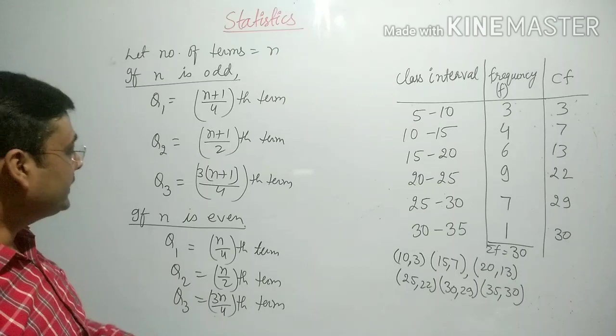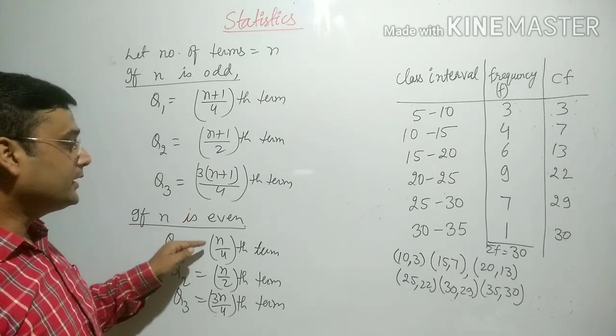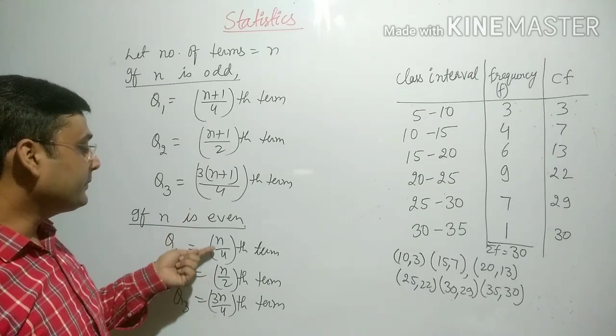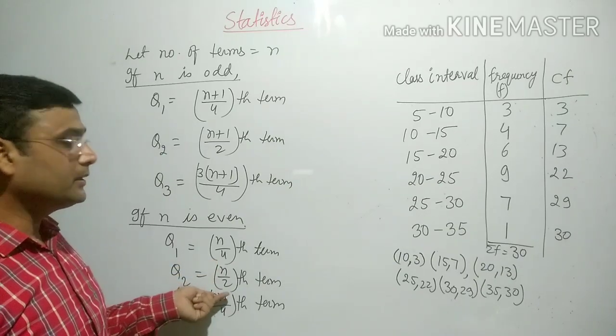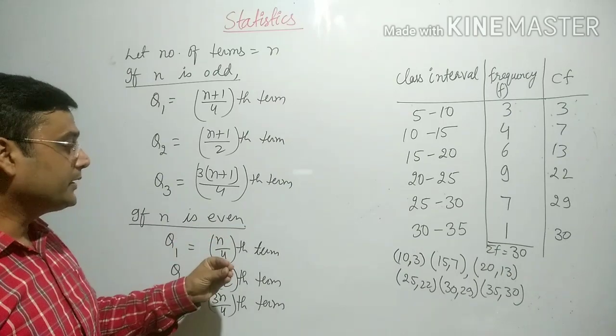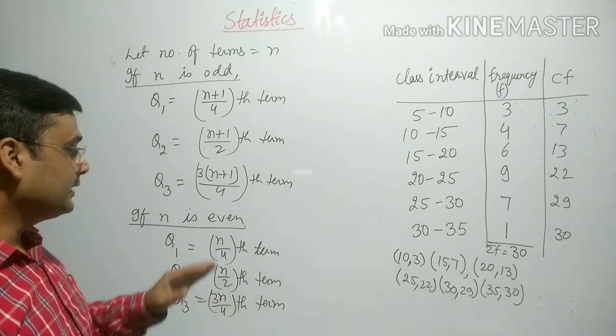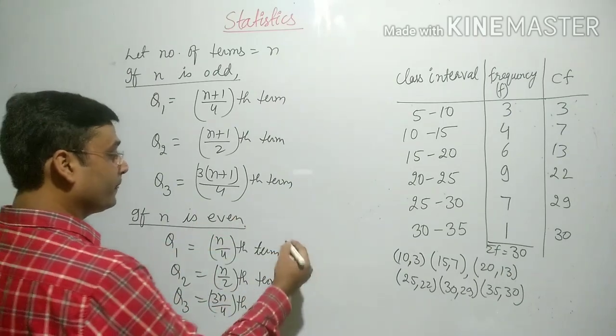Then which formula will we implement? For 30, we will implement 30/4, 30/2, and then 3/4 multiplied by 30. Whatever we get, according to that we will take the decision. Now let's see what we will do.